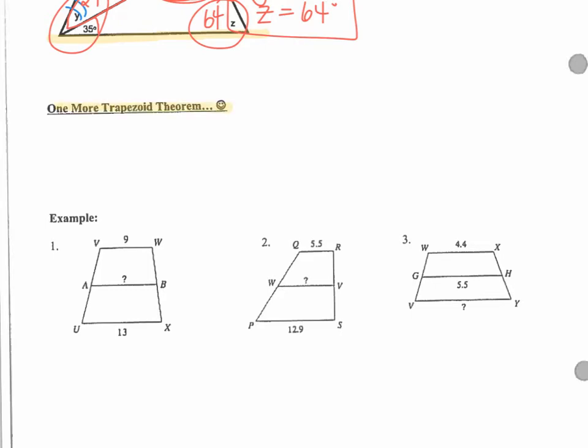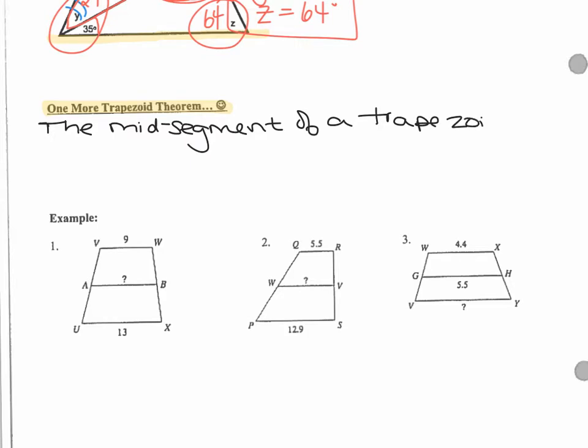So let's talk about, we have one more trapezoid theorem. One more theorem about trapezoids. So this theorem tells me the mid-segment of a trapezoid is half the sum of its 2 bases.